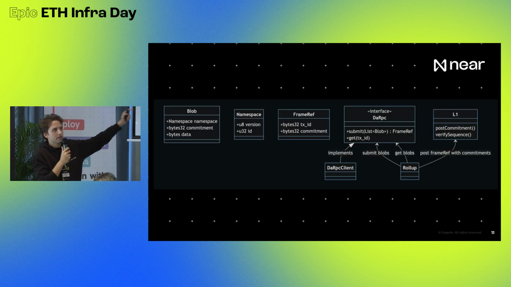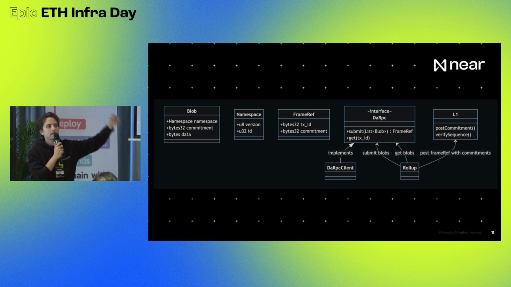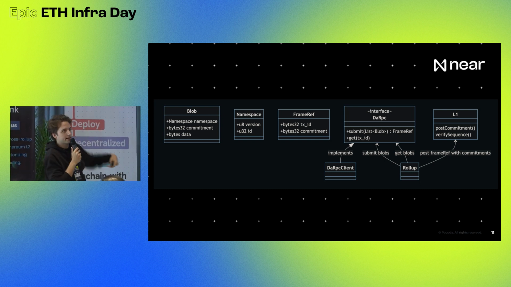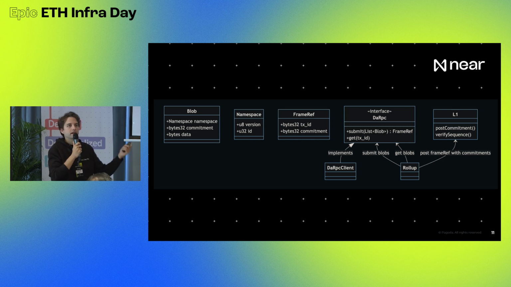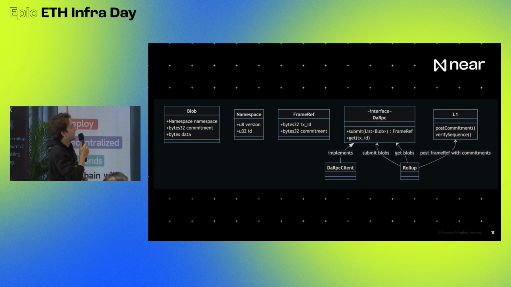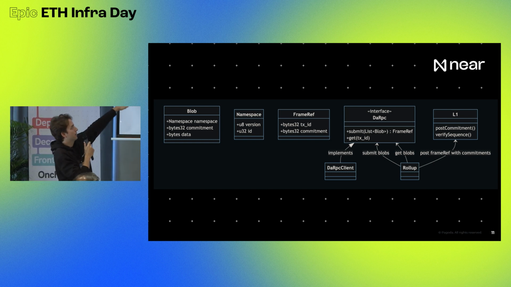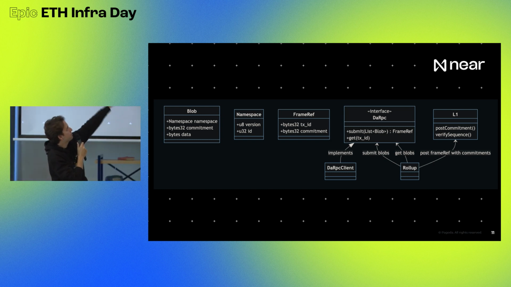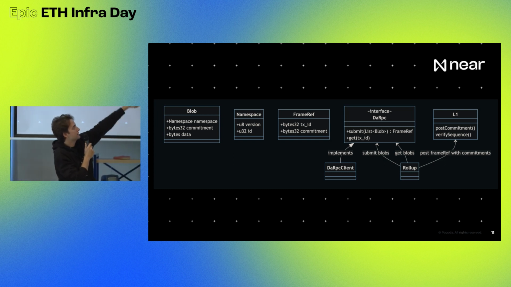It's, again, very easy to understand, right? There's a blob, there's a namespace, which is just any rollup that you want to provide in. You provide the commitment, you provide the data in a blob. The namespace is a version and ID. You can just think of it like a chain ID and then the versioning of the chain. Frame reference is transaction ID and commitment. That's what we push to the L1, right? And then we created the DA RPC. We submit the blob into NEAR, and then we submit the commitments into the L1.